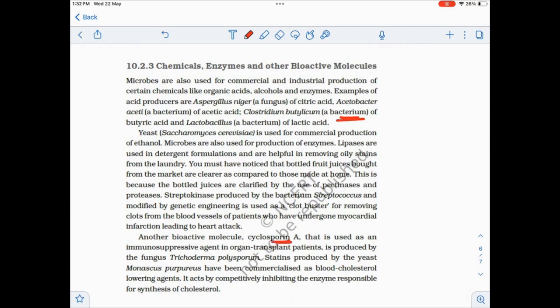Option D, Streptococcus, answer is streptokinase, and it is used as a clot buster in case of heart attacks. This question is from Microbes in Human Welfare. You can see the NCERT topic given below.